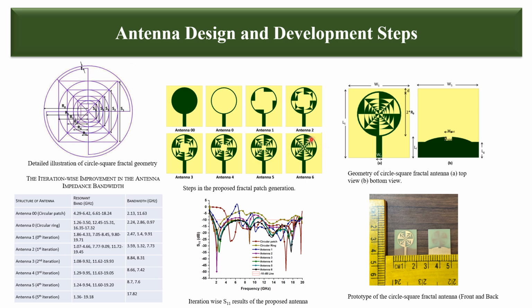At the fifth iteration, we have got a broader band, and to further improve the impedance bandwidth, we have modified the conventional partial ground structure into an elliptical, semi-elliptical edge and a square slot on top of it. Here, this tabular column shows the iteration-wise improvement in the antenna's impedance bandwidth, and this is the iteration-wise improvement in the S11 results. This is the fabricated antenna.